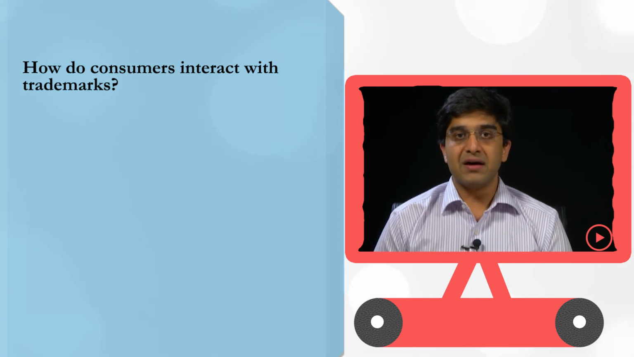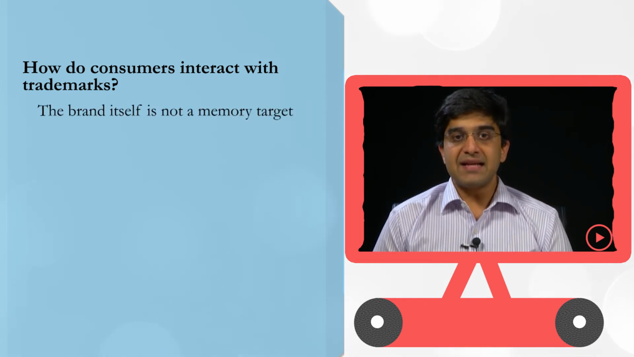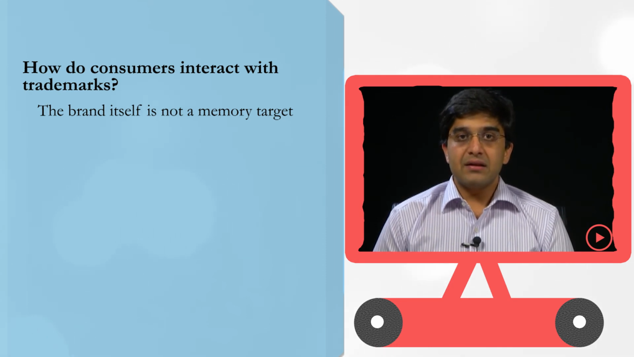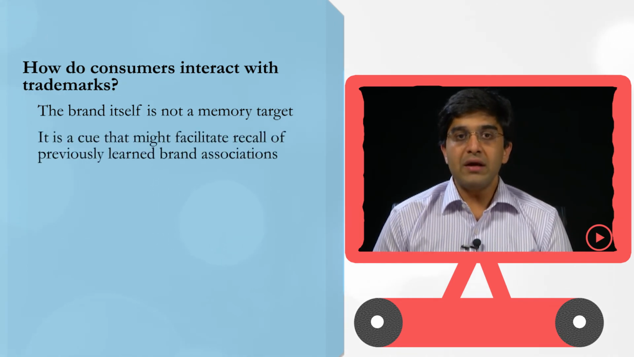Now let's move on to the question of how consumers interact with trademarks. This is important for you to understand the tests which have evolved over the years for determining the similarity between trademarks. Let's go over these one by one. First is, the brand itself is not a memory target. What does this mean? This means that consumers don't necessarily remember the brand immediately, and it is only a cue that facilitates the recall of previously learned brand associations.